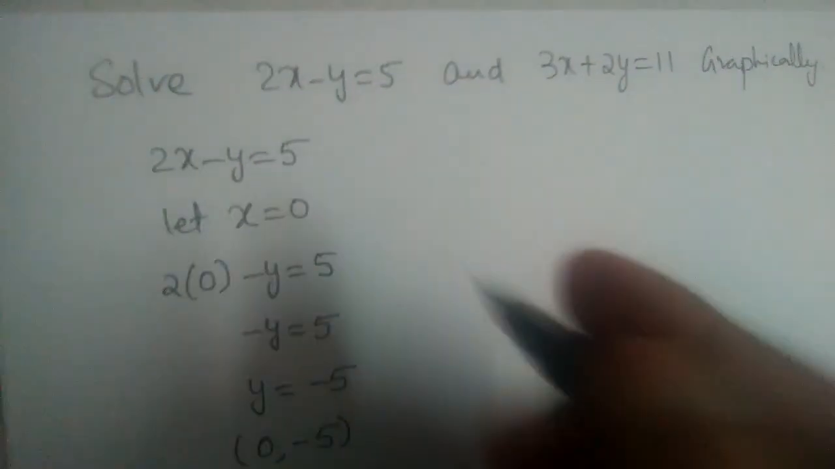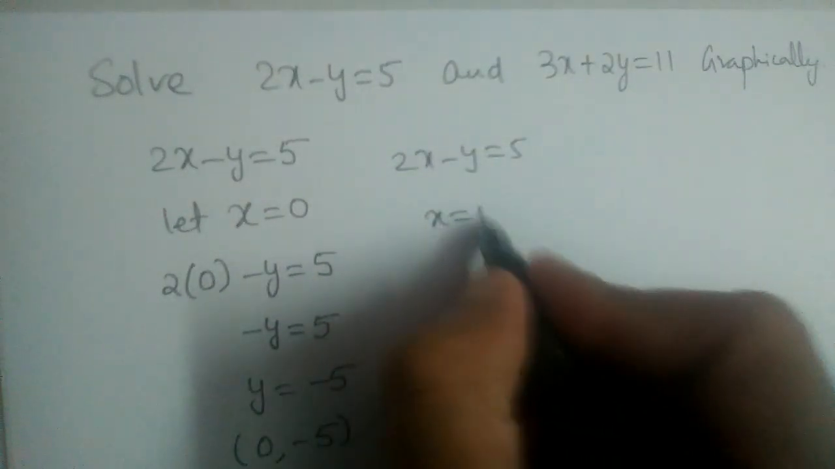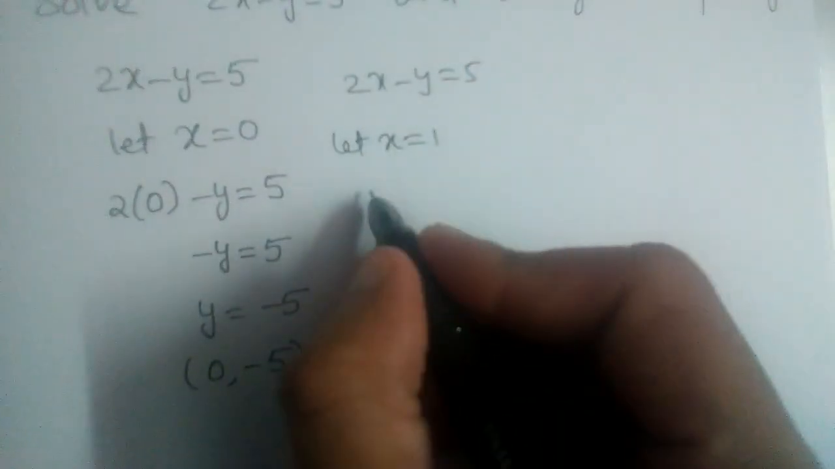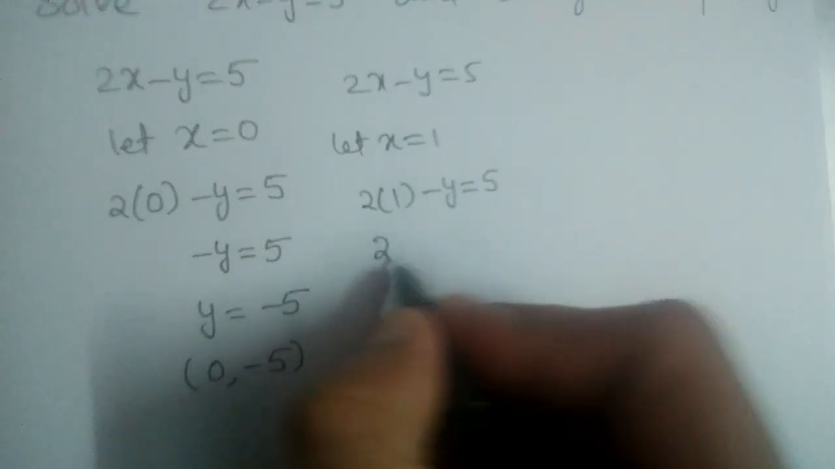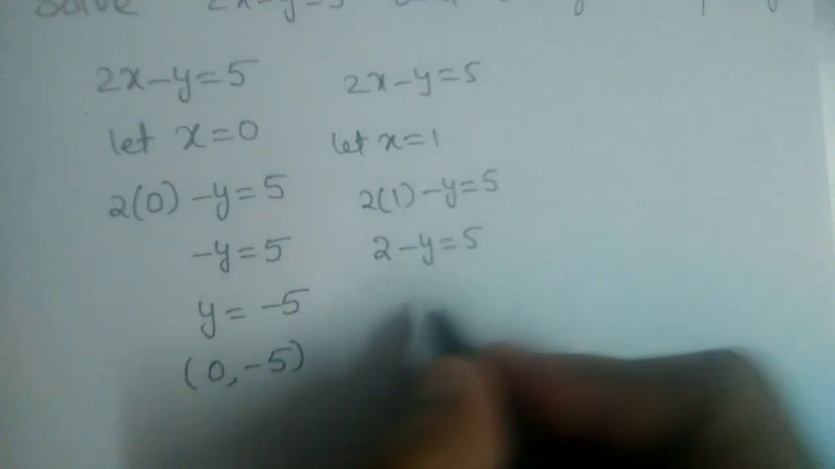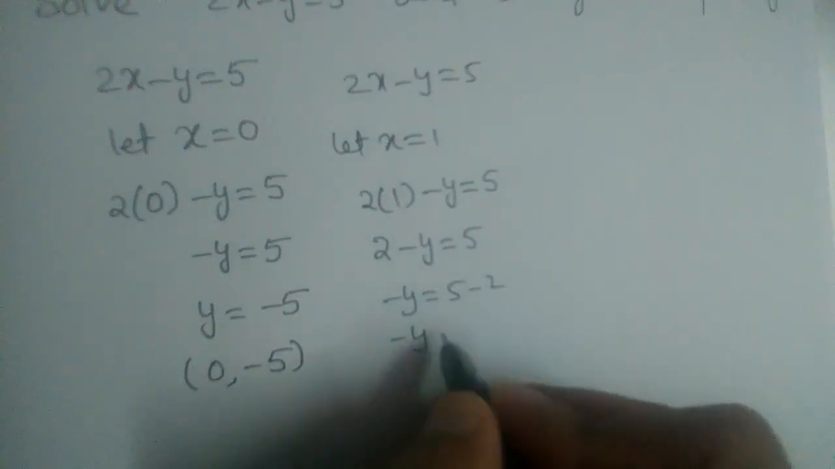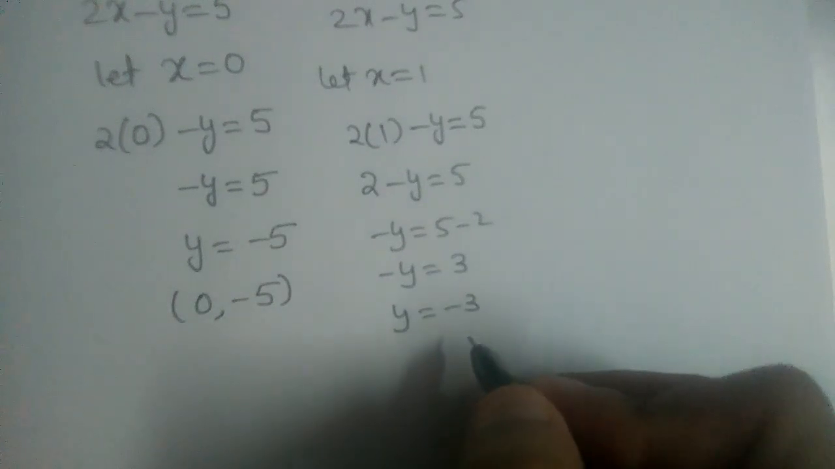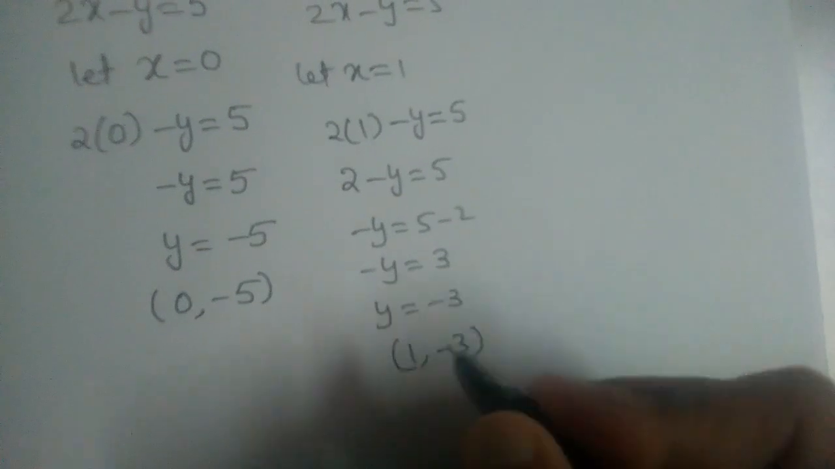Like this, let us substitute x is equal to 1 in this equation. So what do we get? 2 into 1 minus y is equal to 5. So this is 2 minus y is equal to 5. So 2 goes on the other side, becomes minus, right? So minus y is equal to 3. Y is equal to how much? Minus 3. So the point is 1 comma minus 3.